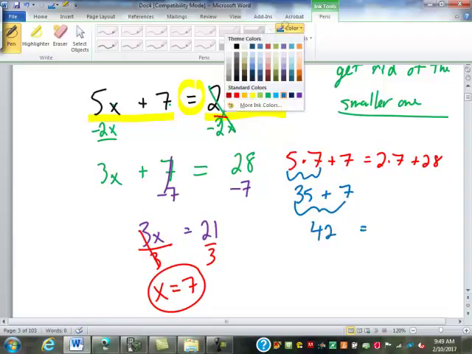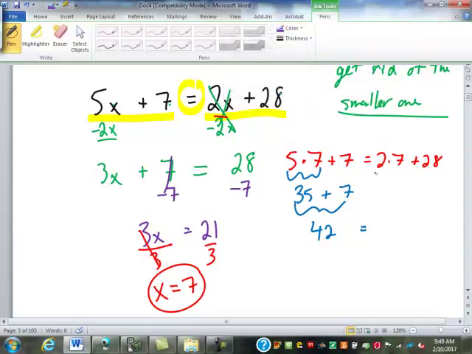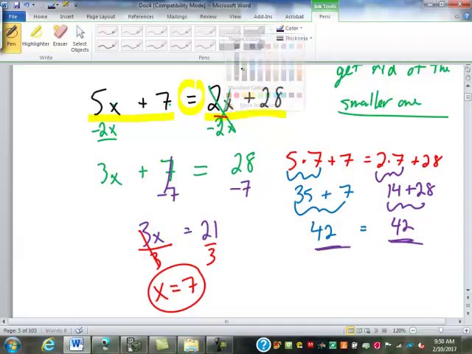Notice I can work on each side of the equation separately. I don't have to handle the whole thing at once. So the left side becomes 42. On the right side, 2 times 7 is 14. Plus 28 is 42. So we get the same value on both sides. It tells us that that's most likely the correct result.